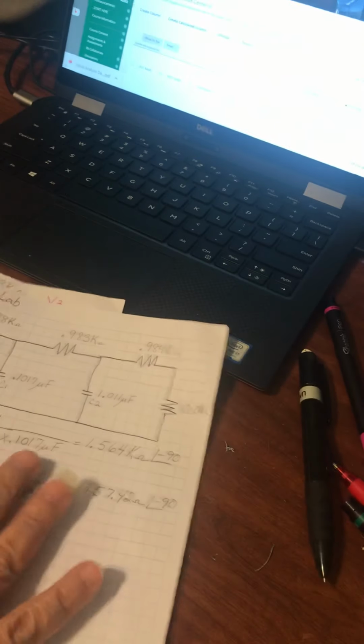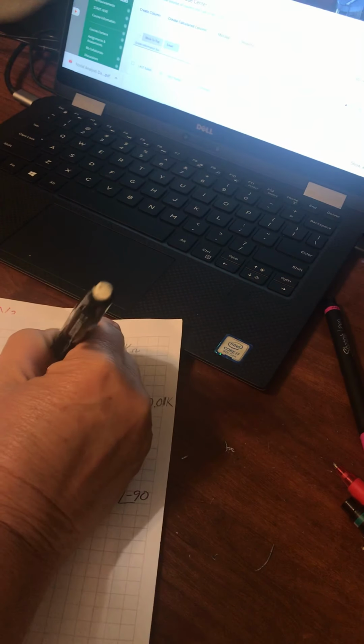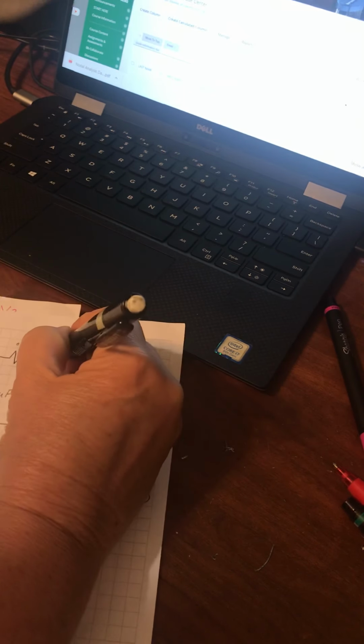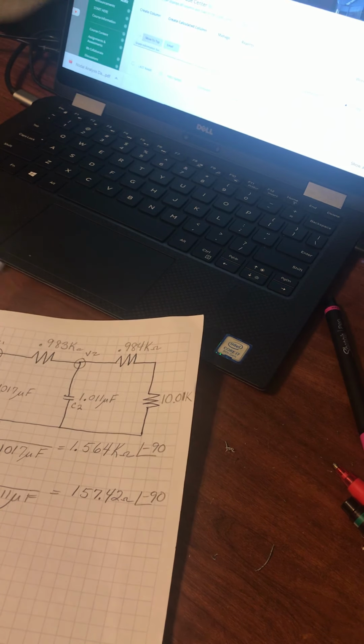Make sure that it's nice and neat. You have your original drawing, because you have to bring back the voltage here and here for V1 and V2 to get your voltage drops. Okay?